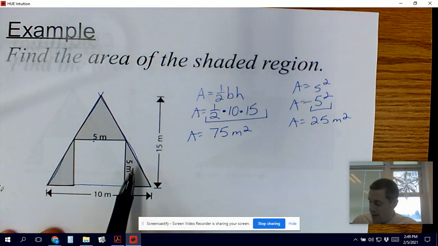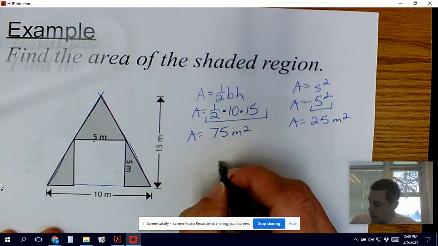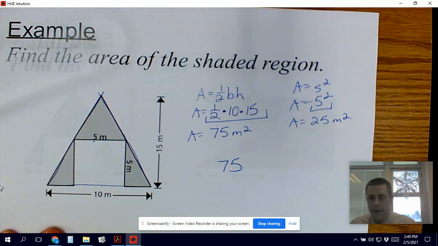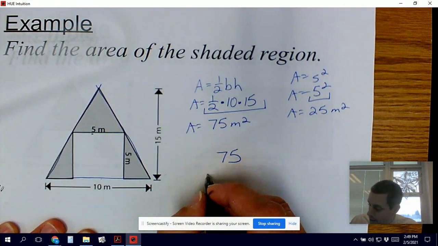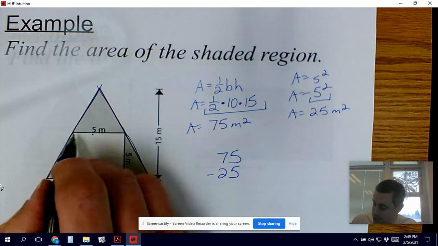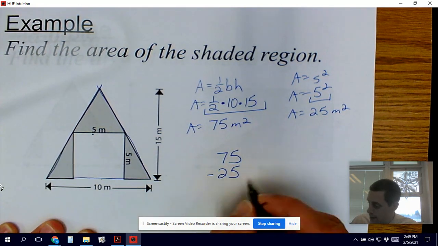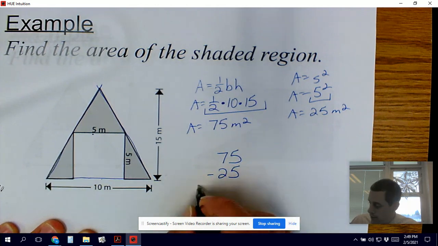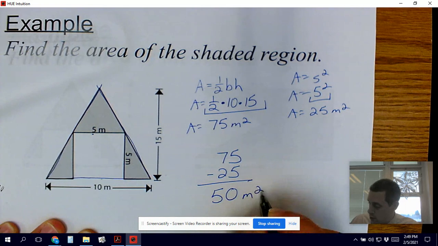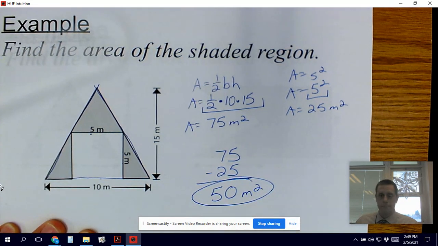Now, one last step, don't forget to do it. We only want the area of the shaded pieces. So I'm going to take my entire triangle that had an area of 75 square meters. I'm going to subtract the missing square that has been removed from this triangle, its area of 25 square meters, to get a shaded region remaining of 50 square meters.